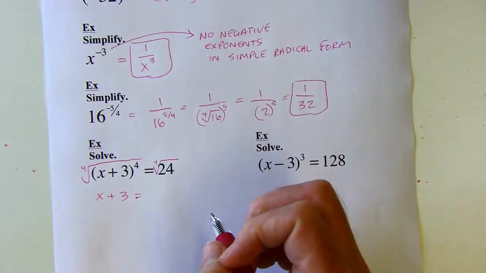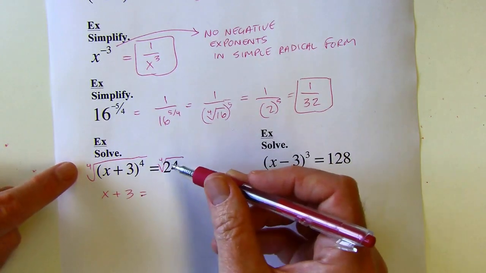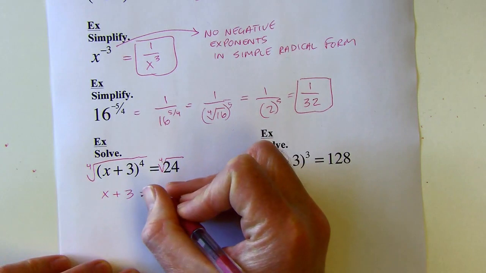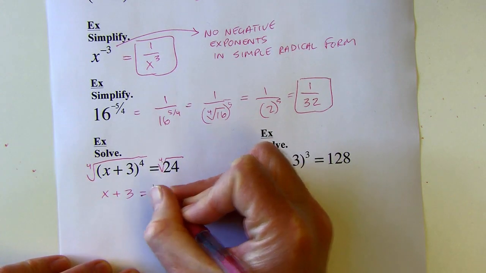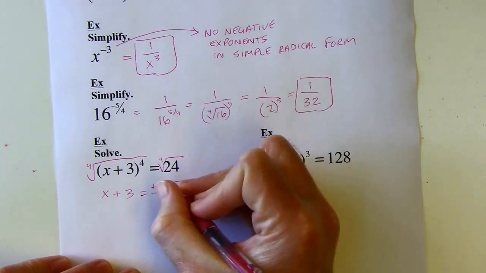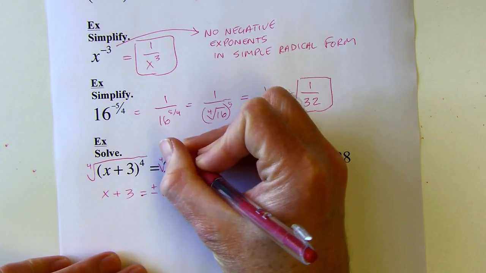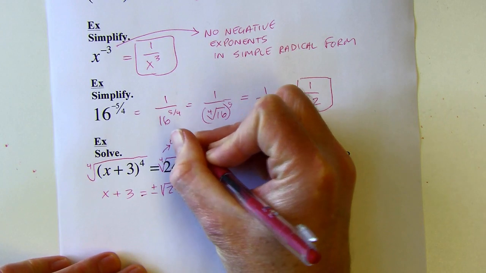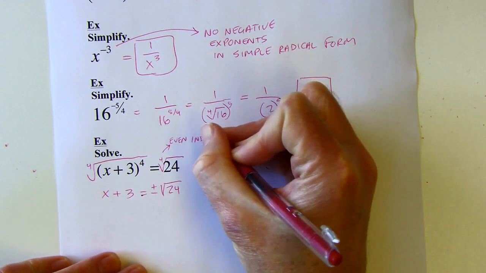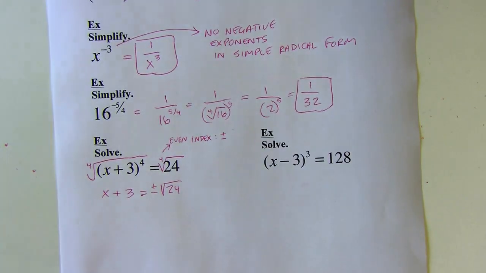Now, whenever you're taking an even index, so when you're taking the square root or the 4th root or the 6th root or something like that of both sides of an equation, then you need to deal with the positive and negative. So you need the plus minus in there on the other side, okay? So in a nutshell, when you've got an even index, this is when you're taking a radical of both sides of an equation. If it's an even index, then you should have the plus minus in there, okay?